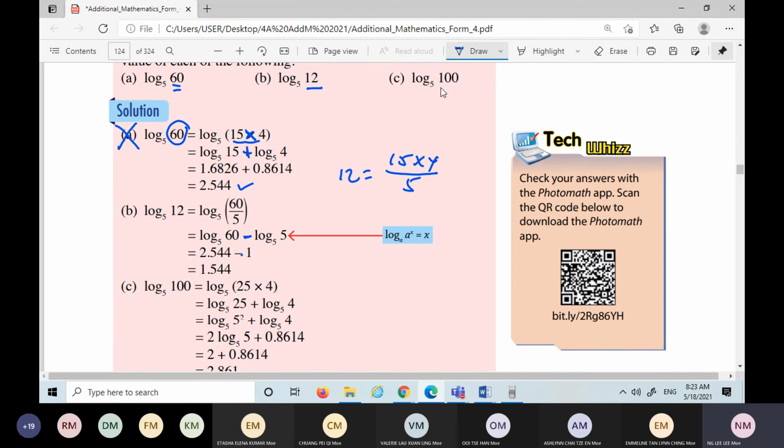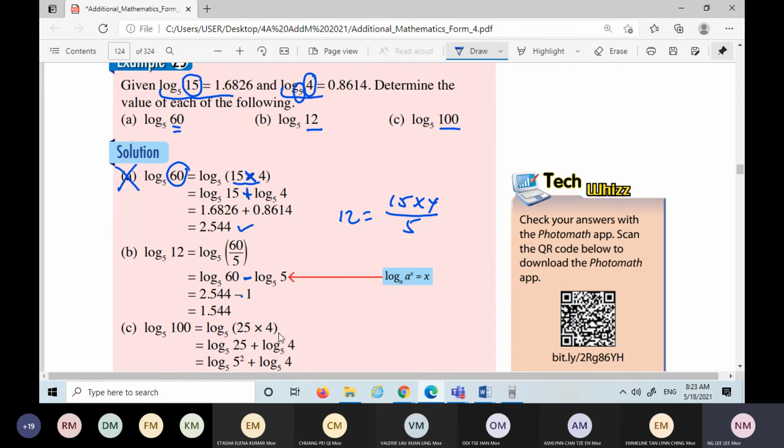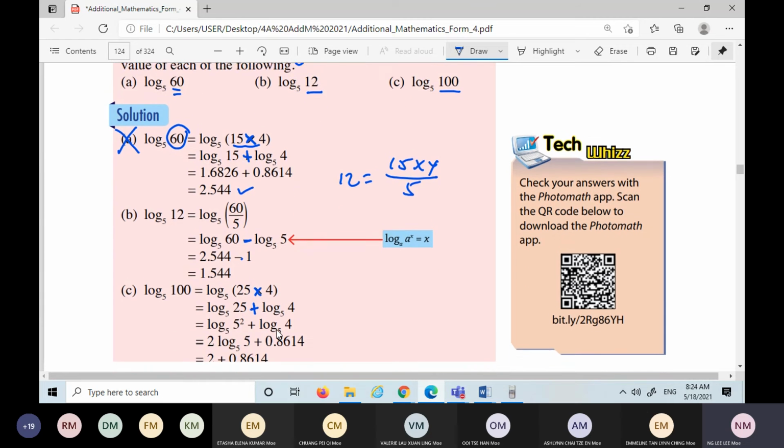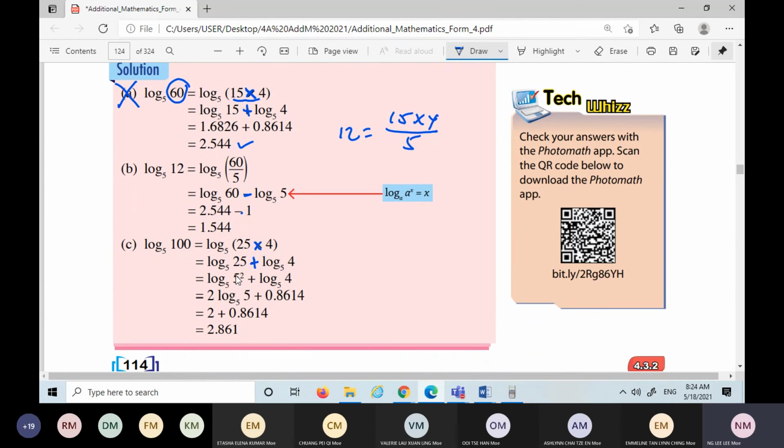Next, 100. How? 100, you write it as 25 times 4. Times becomes plus when you break into two logs. After that, the 25 you can write as 5 to the power 2. The 2, by the third law, the power law, you can drag in front, so it becomes 2 log_5 5. Log_5 5 is 1. Log_5 4 is 0.8614. You replace it and then you can find the answer. This is how you make use of these three laws.